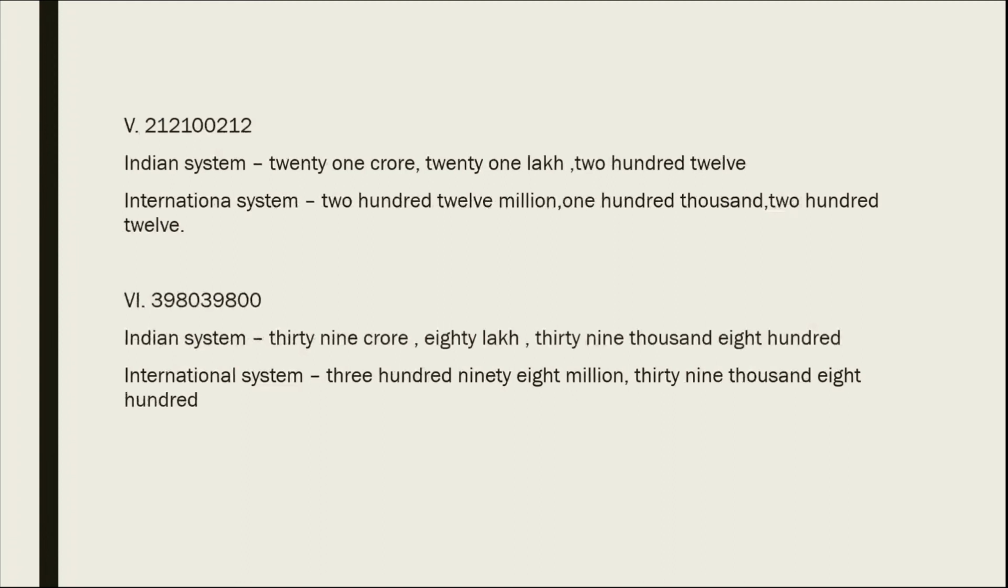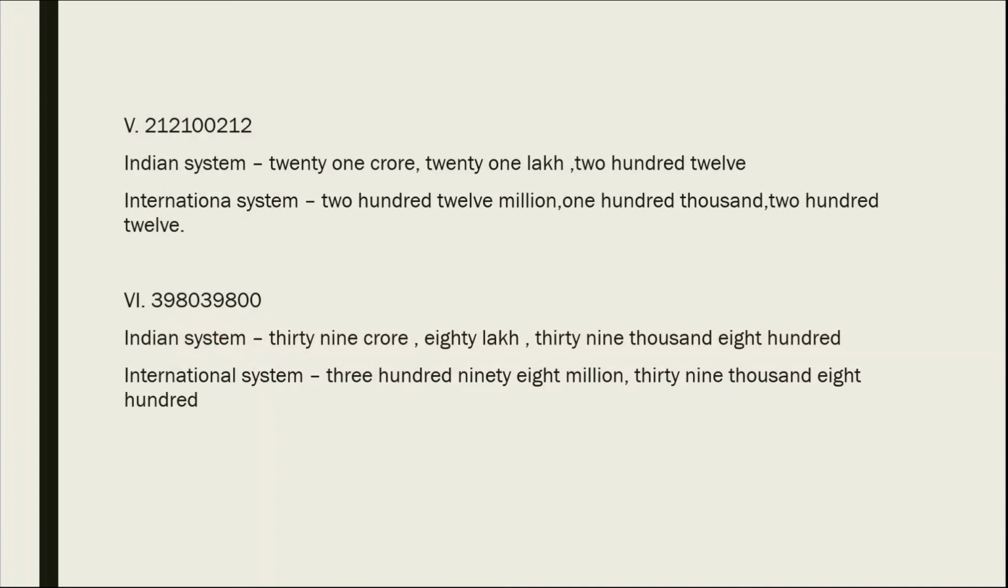Okay, let's take the sixth question as an example. 398039800. In the Indian system we will put the commas between 9 and 8, and 0 and 3, and between 9 and 8. So how can we read it? 39 crore 80 lakh 39,800.